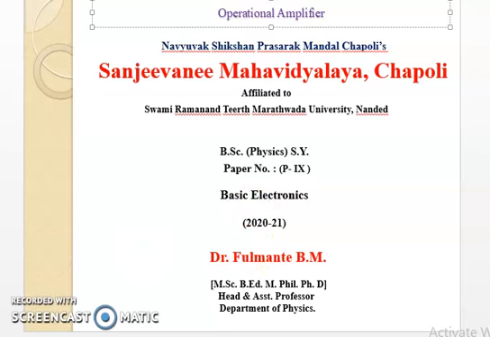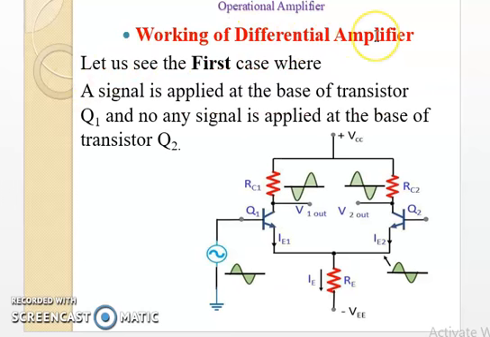In last lecture we have seen about the operational amplifier, its ideal characteristics, and various linear applications of op-amp. Today we discuss the differential amplifier. Now we are discussing the working of the differential amplifier: how the differential amplifier works, how we obtain output, and how to provide input. So all these things we discuss under the working of the differential amplifier.